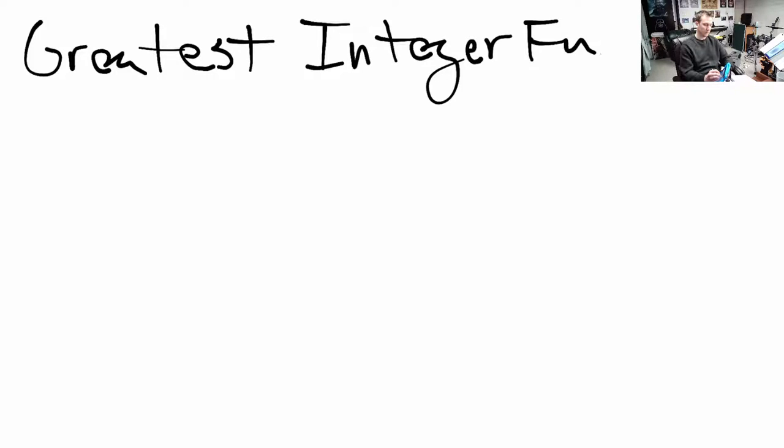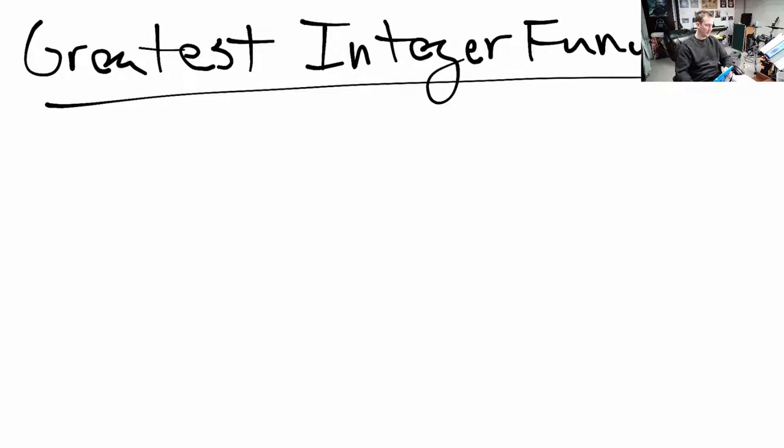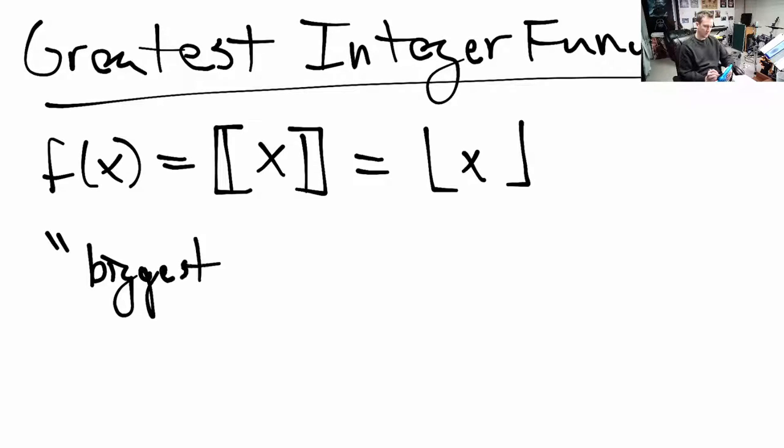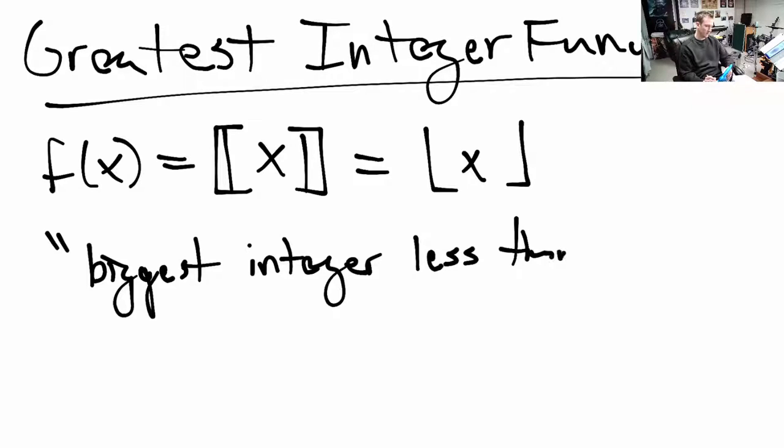Okay, and the last kind of function that we've got is something called the greatest integer function. The symbol that your book uses for this is this. Sometimes it goes with this notation. Okay, but the big idea here is that this is the biggest integer less than, or just less than x.